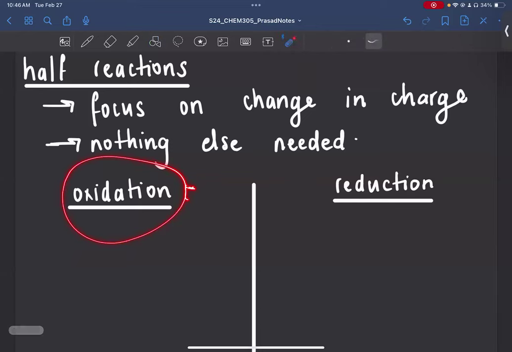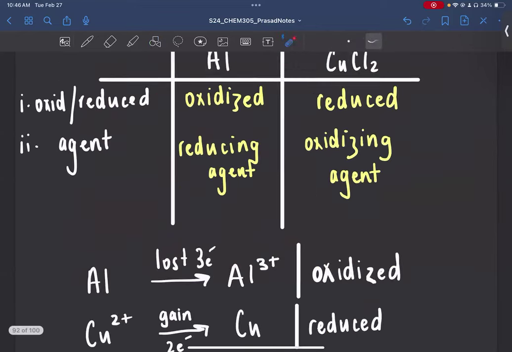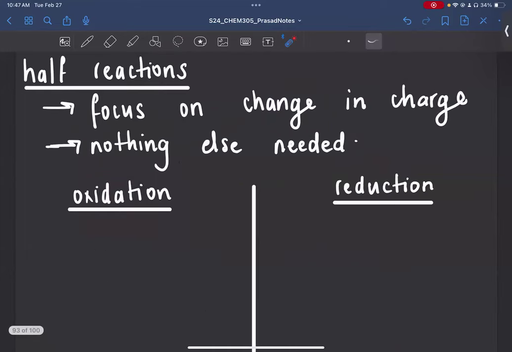Let's do the oxidation first. Going back to that equation, we know that aluminum is what was oxidized. In fact, it started neutral. It ended up aluminum 3+. We have already discussed that the only way for this to happen is for the aluminum to lose 3 electrons.